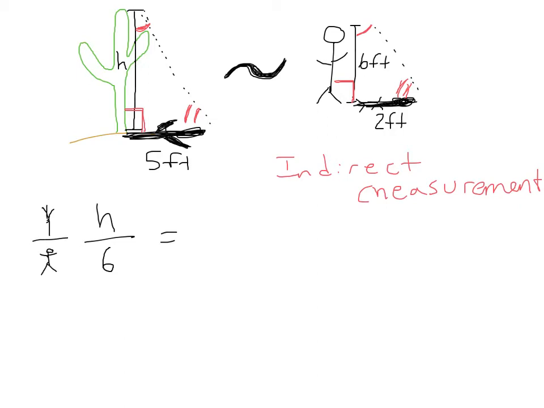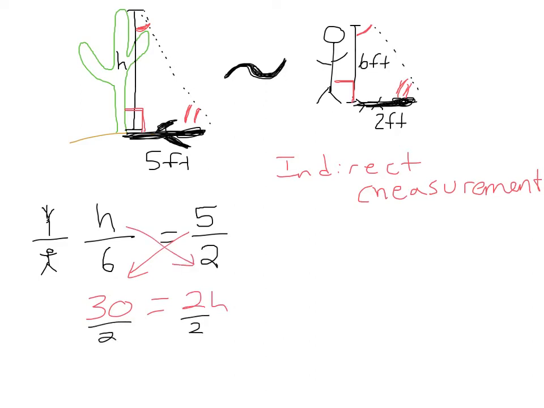So the shadow length of the cactus is 5 feet, and the shadow length of the man is 2 feet. By cross multiplication, since these things are proportional, the ratios of corresponding sides should be proportional if the objects are similar, which they are. 2 times h is 2h. Get h by itself by dividing by 2, and you've got 15 equals h, which is the height of the cactus. Pretty crazy, pretty awesome.